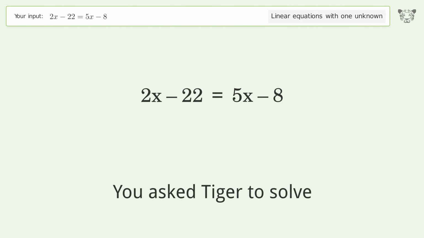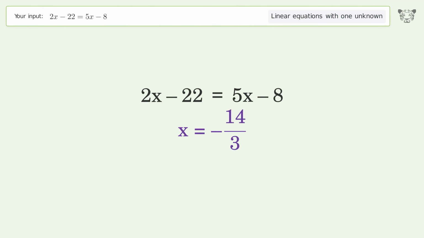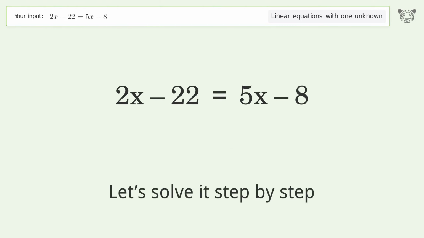You ask Tiger to solve. This deals with linear equations with one unknown. The final result is x equals -14/3. Let's solve it step by step.